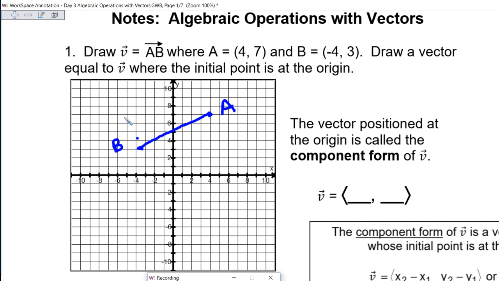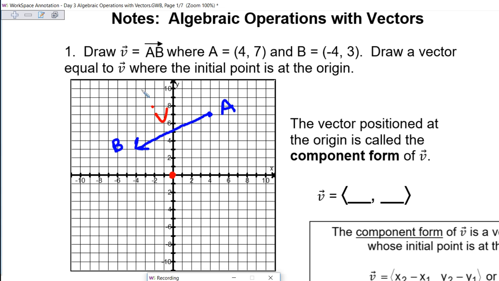Now the next thing on our to-do list, it says to draw a vector equal to vector V. Now we learned on Monday 2 vectors are equal if they have the same magnitude as well as the same direction. And what does magnitude mean? Length. So I need to draw another vector that has the same length and it's going the same direction. And then it goes on to say that the initial point has to be at the origin. So my initial point was over here at 4, 7. Now I'm moving it to the origin. So let me label this one. This one was vector V.